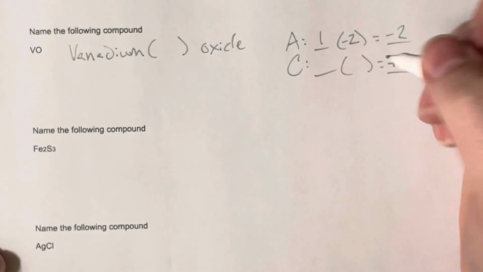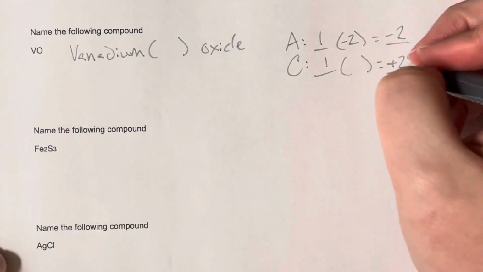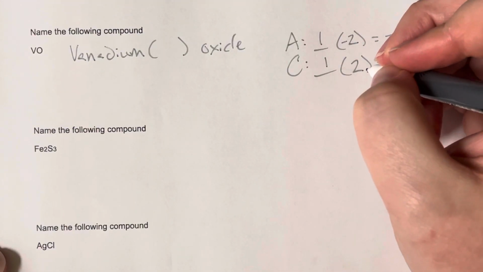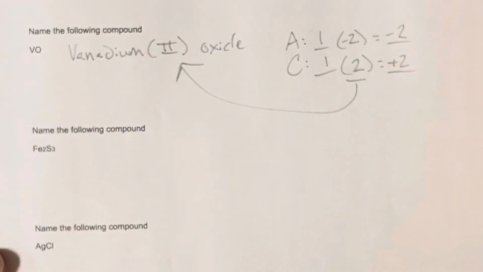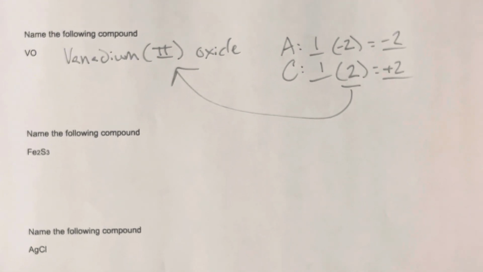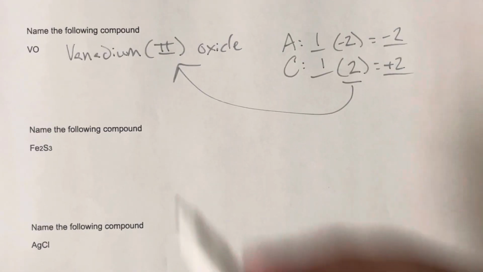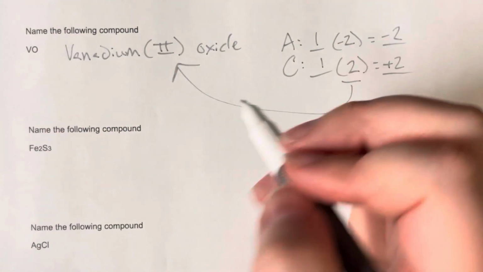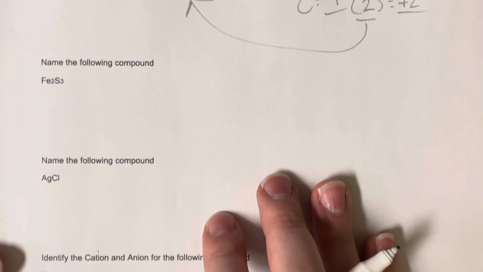Vanadium subscript is invisible, so that's a 1. 1 times what is 2? 1 times 2 is 2. All I need to do now is take this Arabic numeral and turn it into a Roman numeral. The Roman numeral for 2 is II. So all I will need to do is put that. So vanadium(II) oxide is my final name.